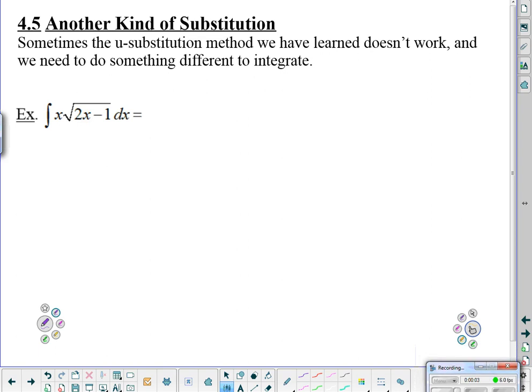Welcome to 4.5. This is u substitution, and this is about day 3 for us. And you'll see a little twist on it. I've got it labeled another kind of substitution, and it is still u sub, but sometimes it doesn't always work out that we can replace everything initially off of our original u sub. So that's where we're headed today. And let's just follow through.